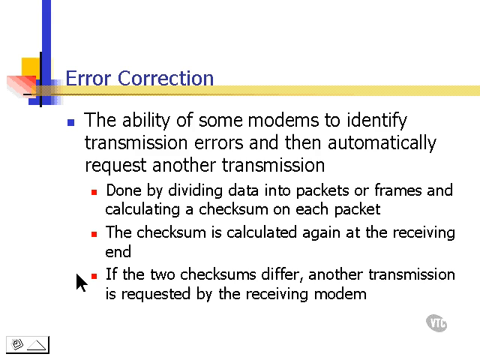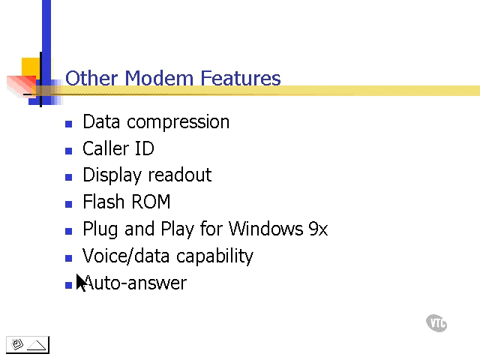Other modem features can include data compression, which allows us to speed up communication through modems. Caller ID, which, just like our caller ID at our house, allows us to identify the other caller. Display readouts. On some modems we have display readouts, which would help tremendously with troubleshooting. Flash ROM, which allows us to program modems.